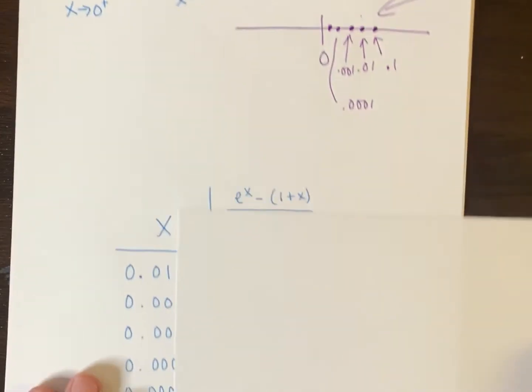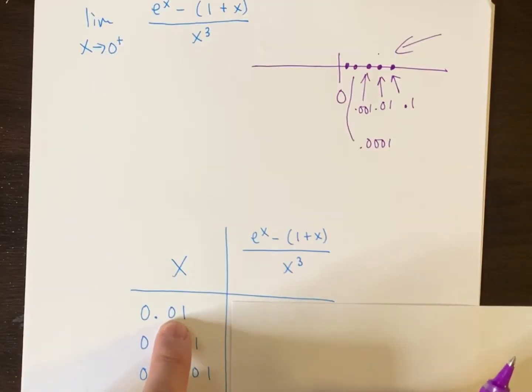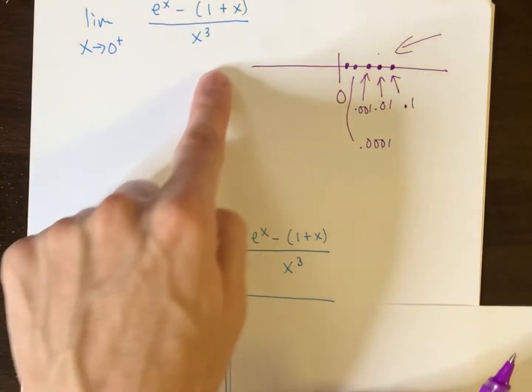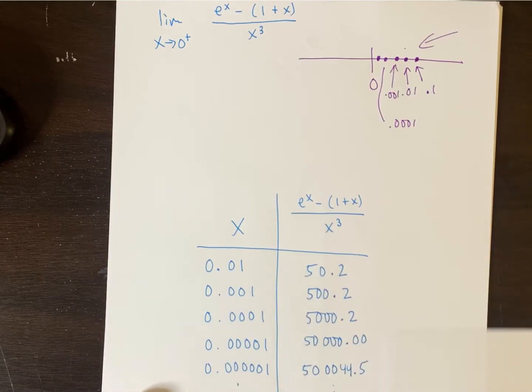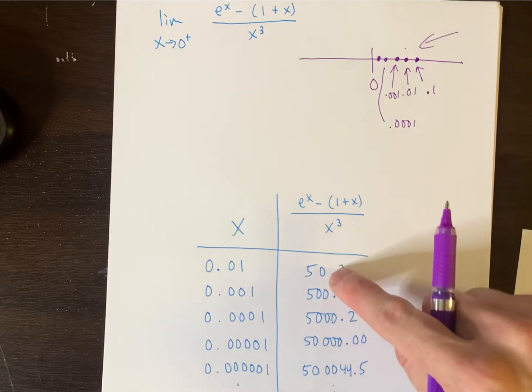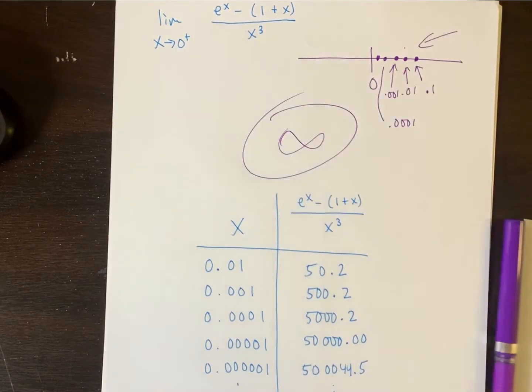And I have that here for us right here. So I'm picking numbers that are getting closer and closer to 0 from the right. And I plug these numbers into the expression. And if you look at the Y values, what's happening to the Y coordinates? They are getting bigger, bigger, bigger. They are tending toward infinity. So final answer: infinity.